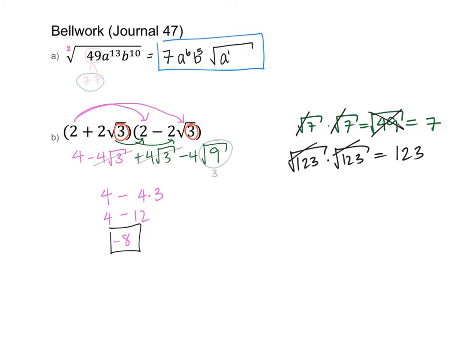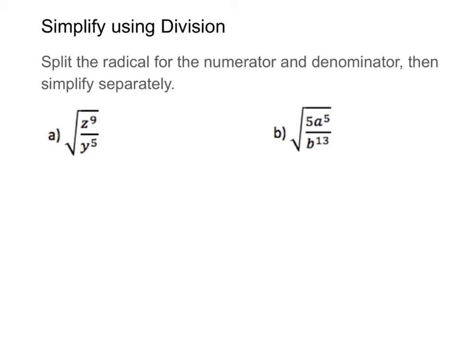All right, let's get into today's lesson. Okay, so today's lesson is about simplifying with division for roots. One of the things we need to know is that when we are simplifying a radical or a root, you have to separate the numerator from the denominator and simplify separately. So in other words, I'm going to separate the top and the bottom.